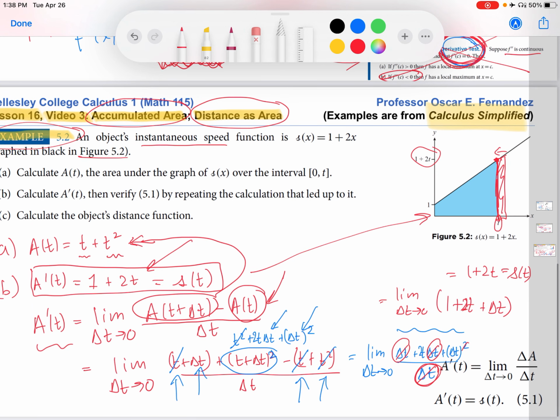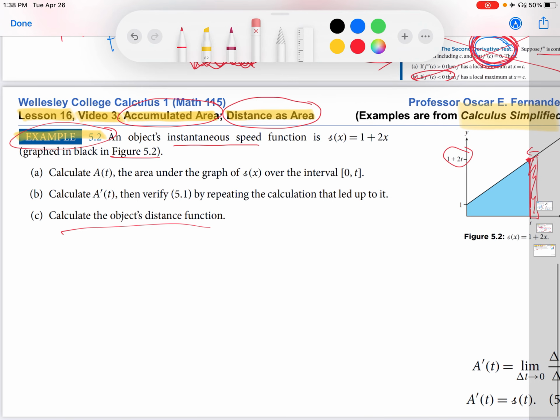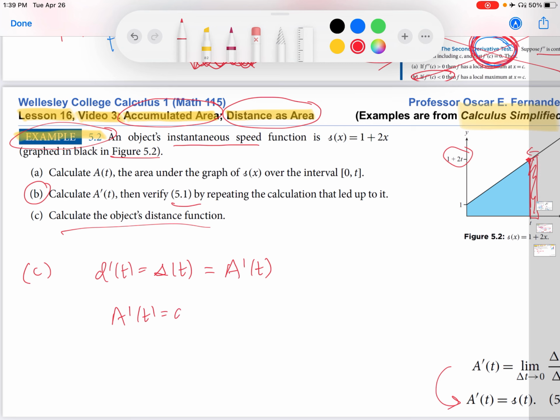Okay, and then the last part of this example, part C, says calculate the object's distance function. This is another point where I will refer you to chapter 5 in the book. The distance function has the property that its derivative is the instantaneous speed function. In part B we just showed, verifying equation 5.1, that s of t is equal to the derivative of the area function. So therefore, a prime of t equals d prime of t. D is again the distance function.